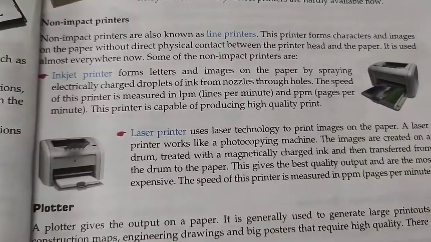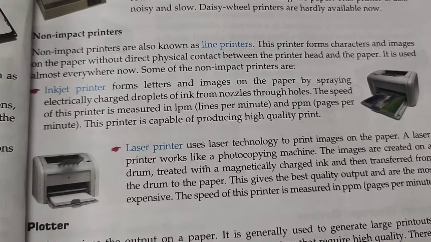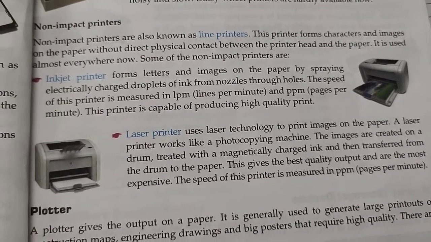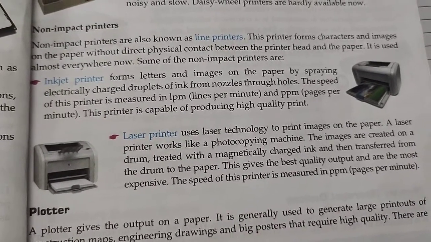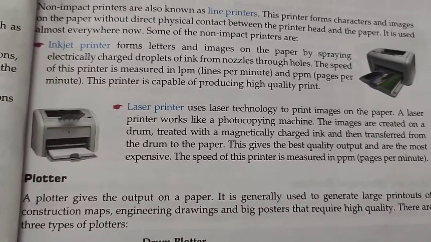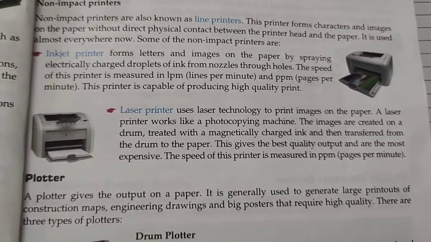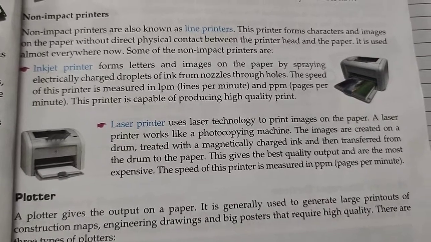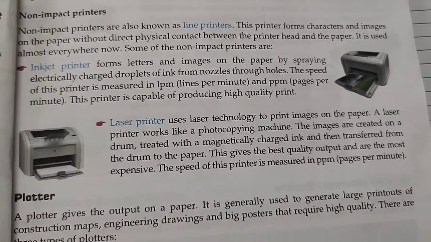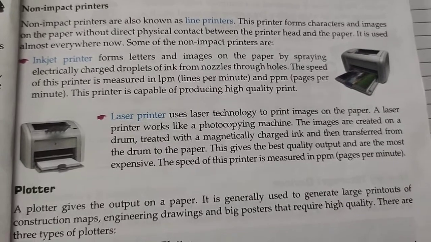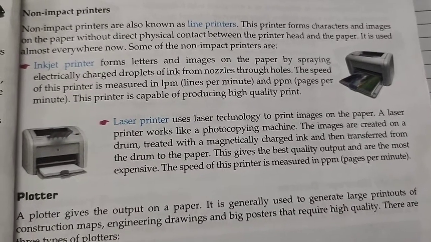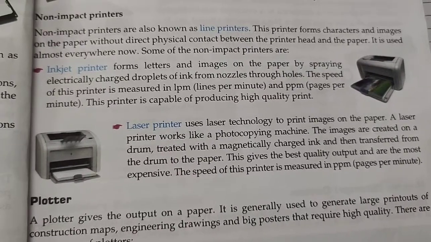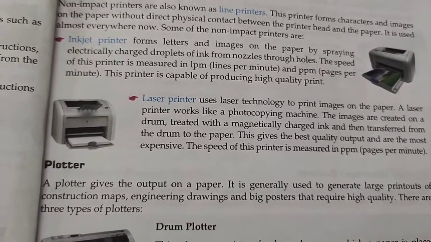Laser printers use laser technology to print images on paper. A laser printer works like a photocopy machine. The images are created on a drum treated with magnetically charged ink and then transferred from the drum to the paper. This gives the best quality output, but it is the most expensive, as it is a new generation printer.